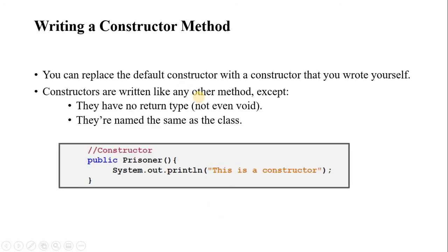So writing a constructor method, how are we going to write it? You know that a constructor begins with a modifier, followed by the class name, and it has a code block. This is the way that we write it. The class name is the constructor name. The constructor has no return type. You can observe that there is no return type here, and the name of the constructor is the same as the class name.